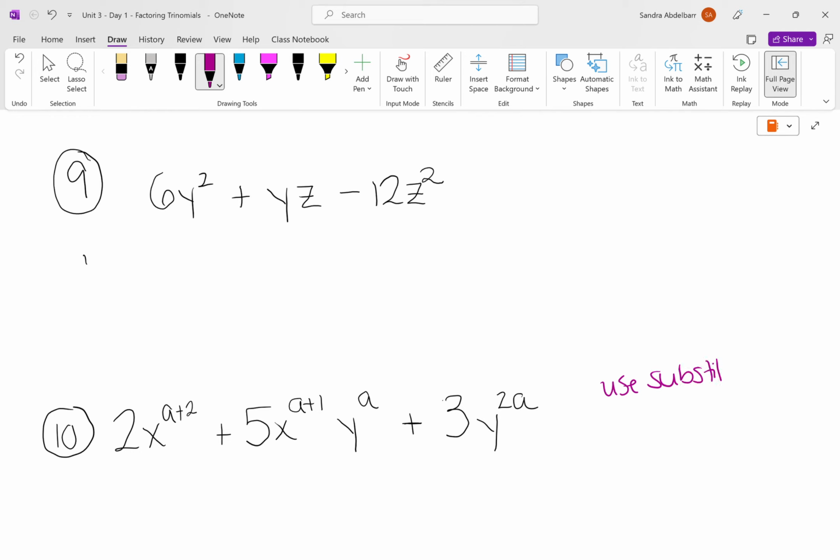So for number 10, I would use substitution for both variables. That's my advice for this one. You don't have to. That's just my advice.